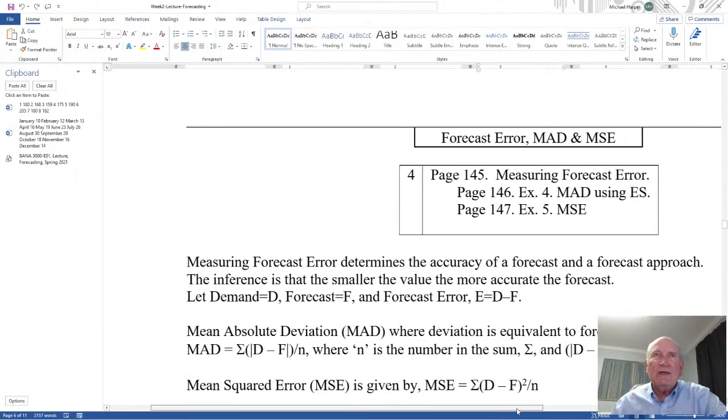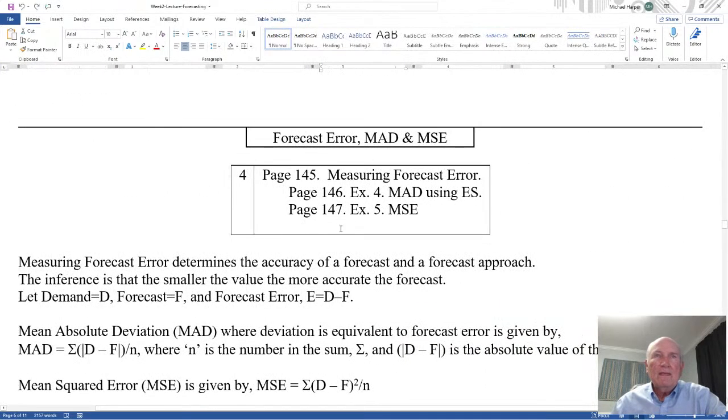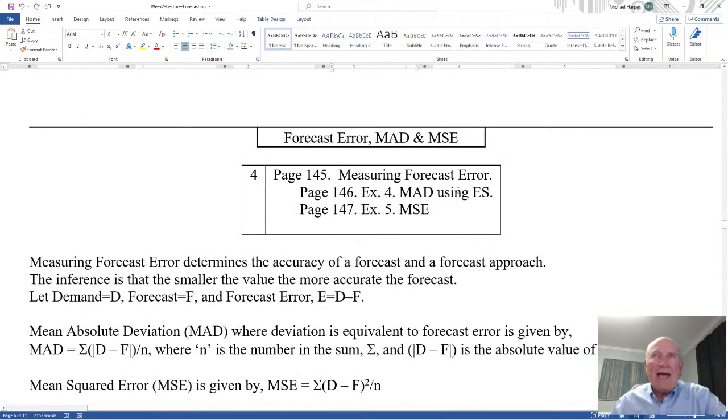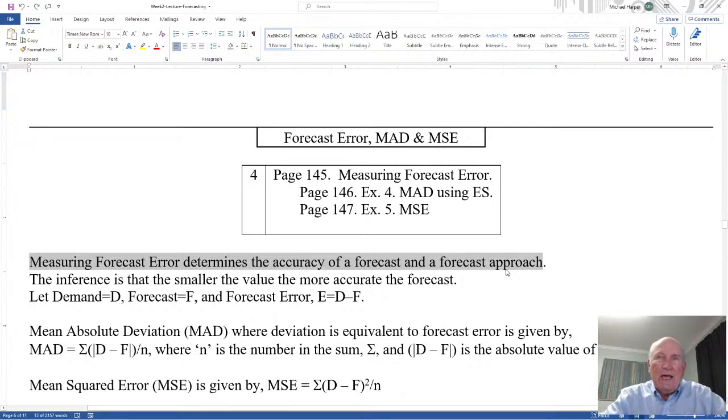The next is looking at forecast accuracy measures. We'll be looking at two, MAD and mean square error. Measuring forecast errors determines the accuracy of a forecast and consequently the forecast approach. How accurate is this approach? How accurate is our forecast? And are we using the right approach? You can use the wrong approach and it'll give you an answer, but it's not very accurate. Even if you use the right approach, it can give you a forecast, but how accurate is it? So there's a lot of error and biases you have to look at.